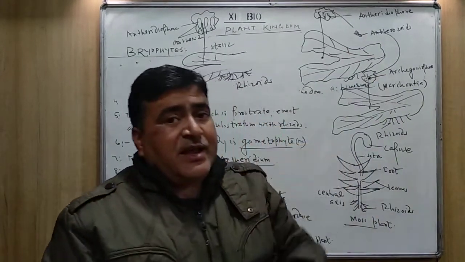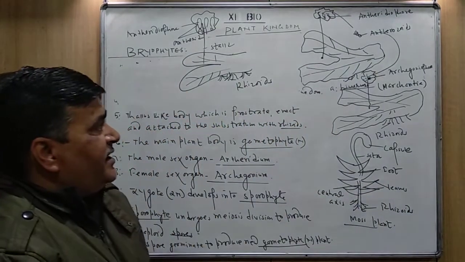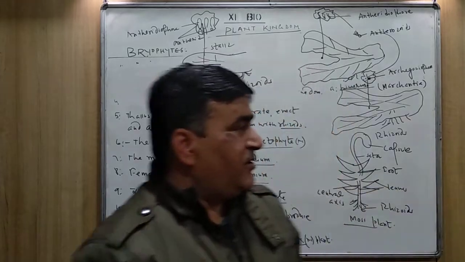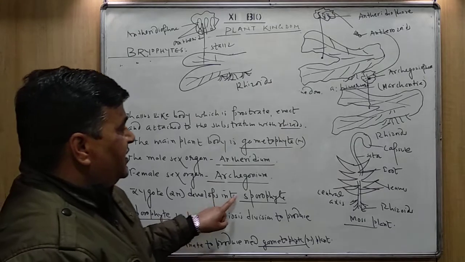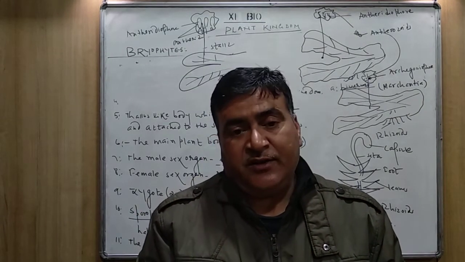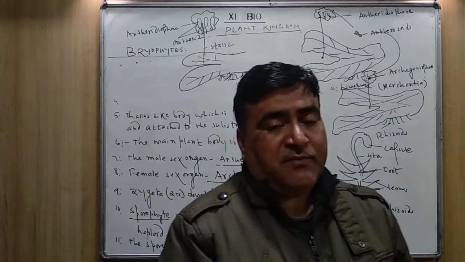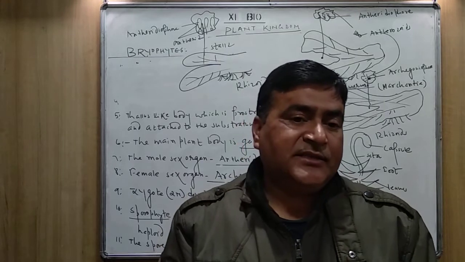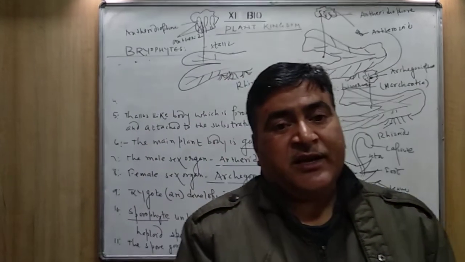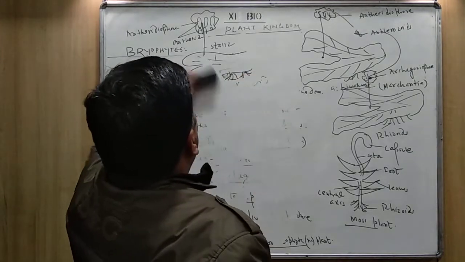Antherozoids are the male gametes. Each antherozoid is biflagellated. How many flagella are there? Two flagella, and after fusion the diploid zygote is produced. The zygote develops into the sporophyte. The zygote does not produce the main plant directly; first of all it produces a sporophytic plant. This sporophytic plant has three parts: foot, seta and capsule. Inside the capsule, so many spores are produced by the process of meiosis, and later on each spore can produce a new gametophytic plant. Through the diagram, once again, let me explain all the terms.